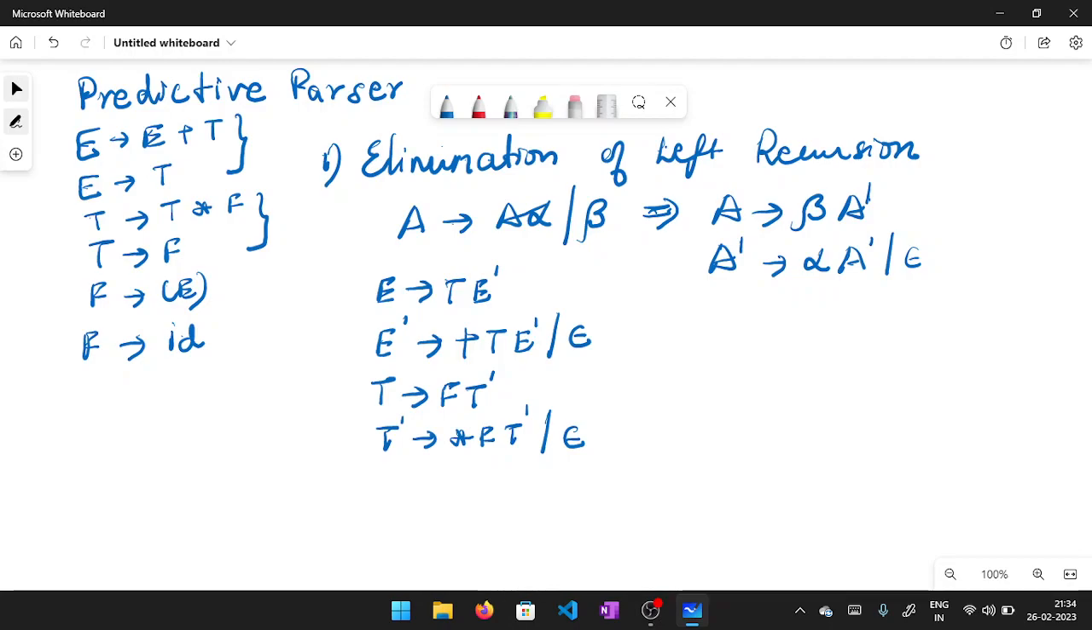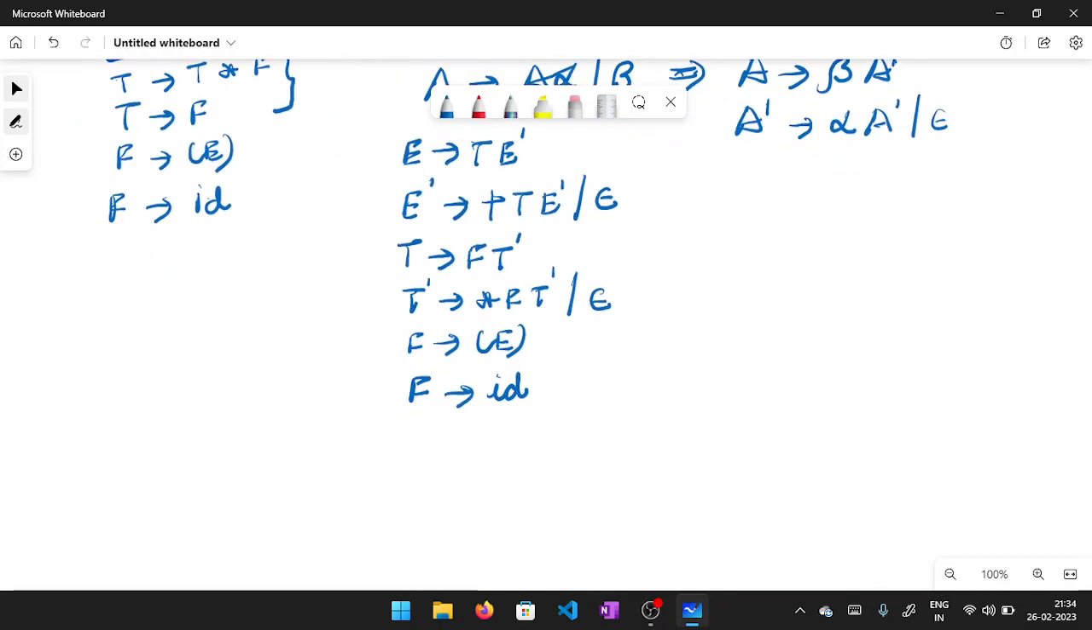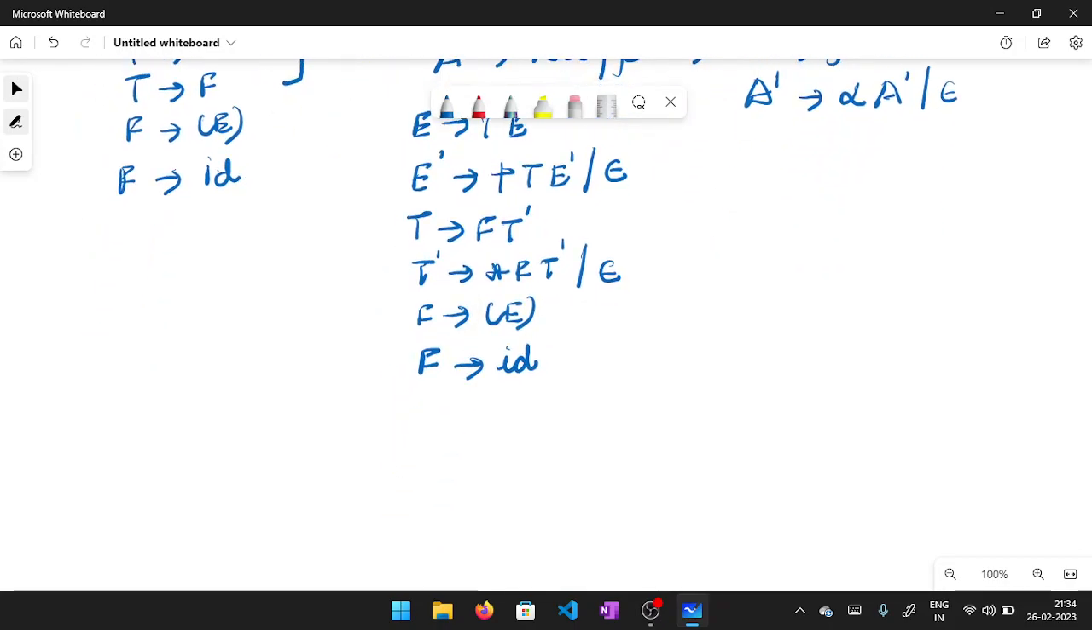So let us complete the other productions also. So let me write the productions. Okay, so after elimination of left recursion, we have got the above productions. Next step is I should compute first and follow.